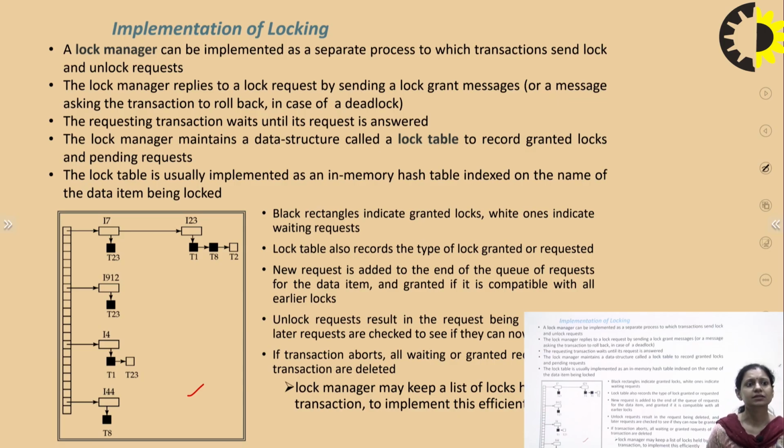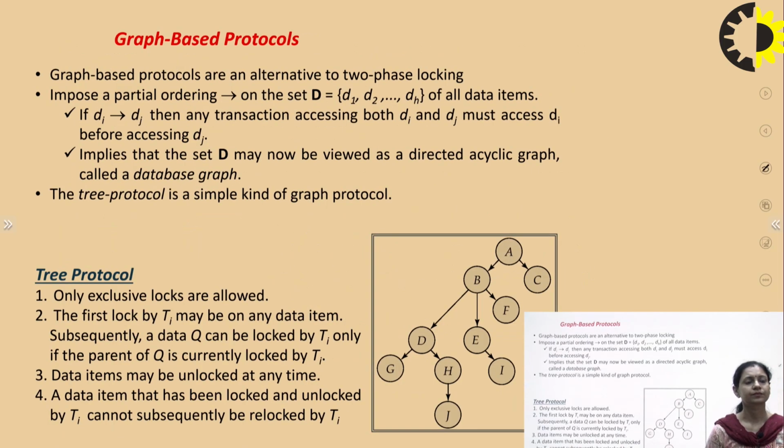Unlock requests result in the request being deleted, and the later requests are checked to see if they can be granted now. If the transaction aborts, all the waiting or granted requests of the transaction are deleted. The lock manager may keep a list of the locks that are held by each transaction to implement this efficiently.